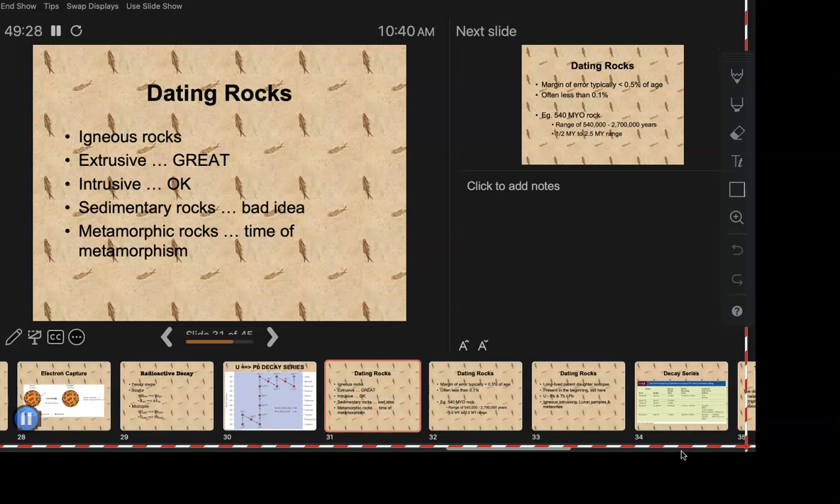All right, dating rocks. Insert jokes there. Igneous rocks.